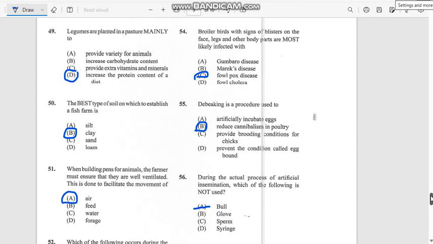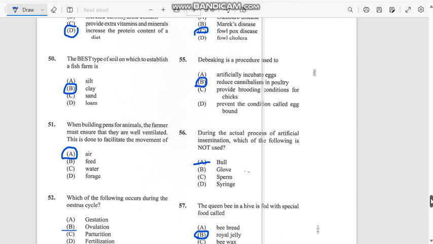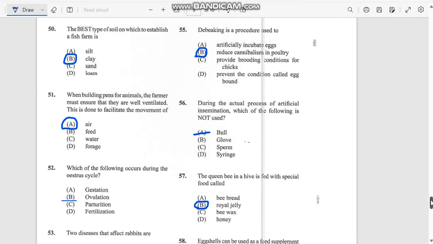Alright guys, so I'll be starting back with number 50. It says the best type of soil on which to establish a fish farm. And it has to do with clay, guys. So clay, as you can see, clay soil is mostly established on a fish farm. You cannot use loam, you cannot use silt, and you cannot use sand. Alright guys, it's mostly clay.